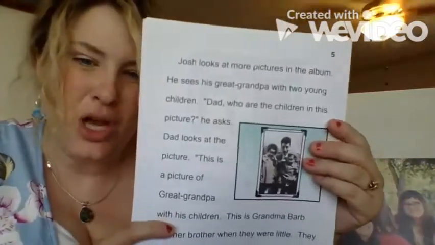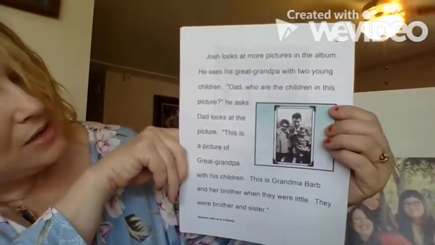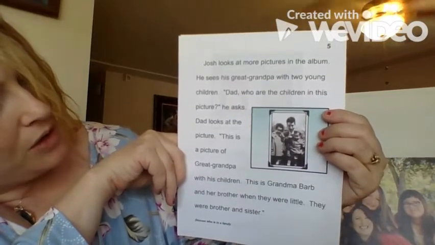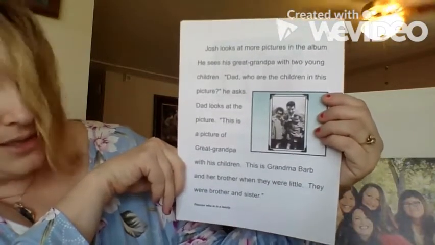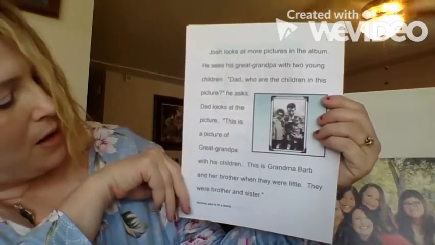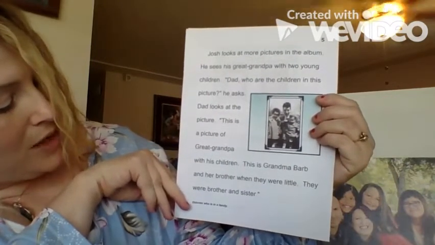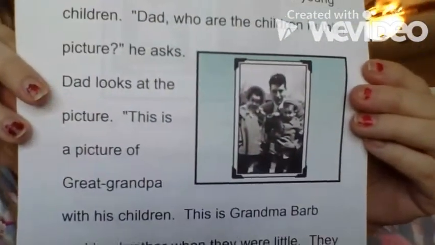All right. Josh looks at more pictures in the album. He sees his great-grandpa with 2 young children. Dad, who are the children in this picture, he asks. Dad looks at the picture. This is a picture of great-grandpa with his children. This is Grandma Barb and her brother when they were little. They were brother and sister. Okay.